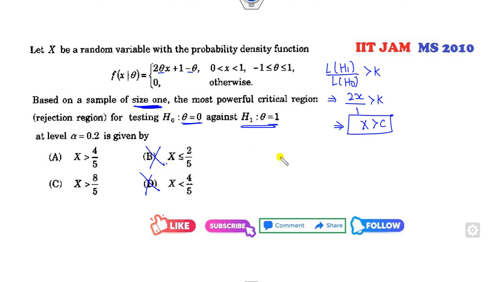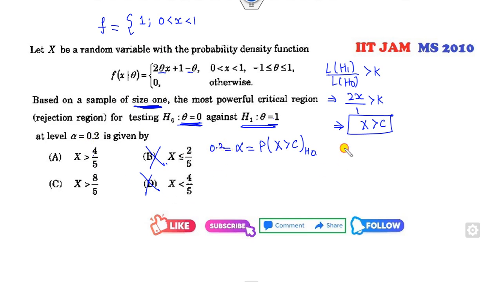Fine. Now size. Size means probability of x greater than c under the case of h naught. So what is my PDF? Under the h naught, theta is equal to 0. So that is basically 1, which is again a uniform distribution. So can you find this answer or this answer? You can see which case is my 0.2.